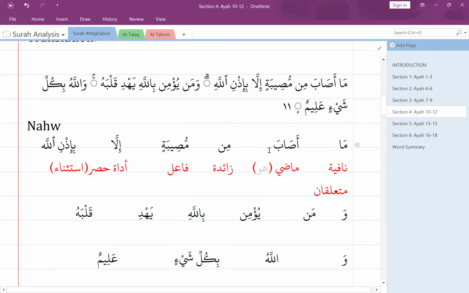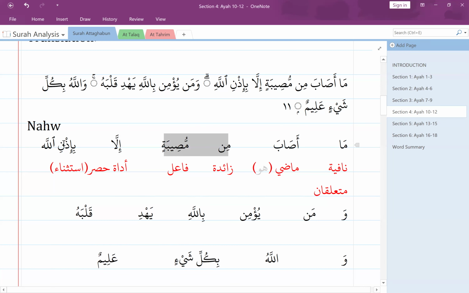Basically, let me give you a simple, easy way. When you're looking at this template, ma plus illa, or la plus illa, negation with exception, and you want to understand the nahw, the grammatical labeling of each part, remove these two things from the sentence. So, asaba min musibatin bi'idhnillahi. Think of it like that. When you remove the negation and the exception, you have asaba min musibatin. So you can clearly see this is your outside dua. Bi'idhnillahi is muta'alliq to asaba.